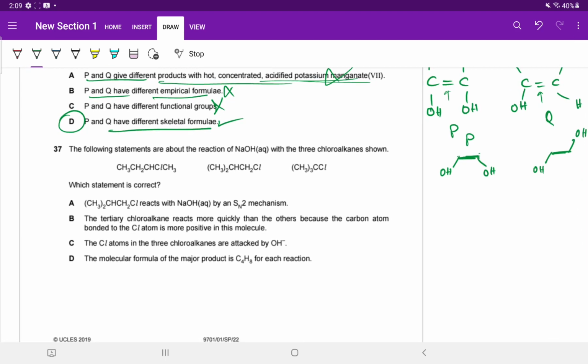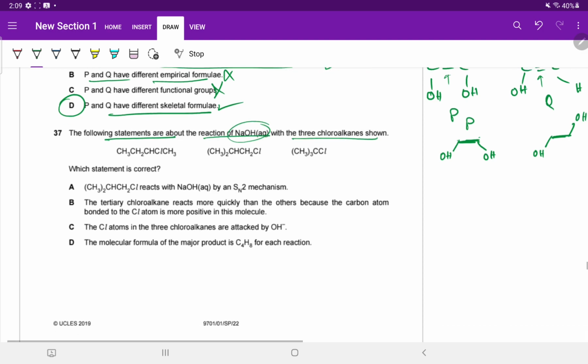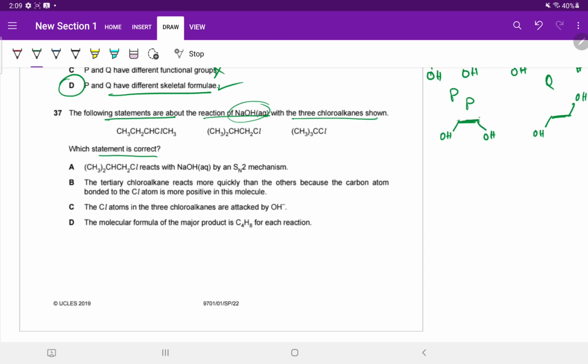Now question number 37. The following statements about the reaction of aqueous sodium hydroxide with chloroalkanes are shown. Which statement is correct? So sodium hydroxide will react with these chloroalkanes. We know this OH will just replace this Cl because this is aqueous sodium hydroxide, not ethanolic. So this Cl will get replaced by OH basically. So let's take a look at the statement.